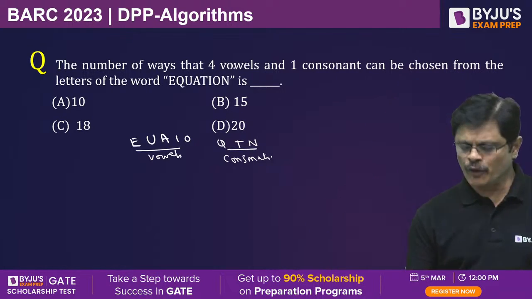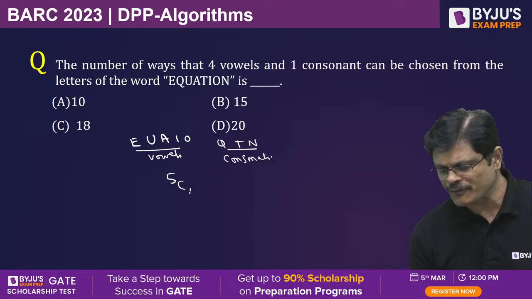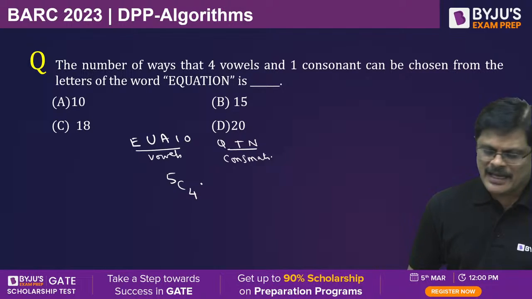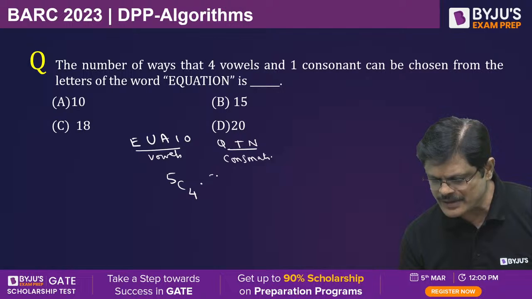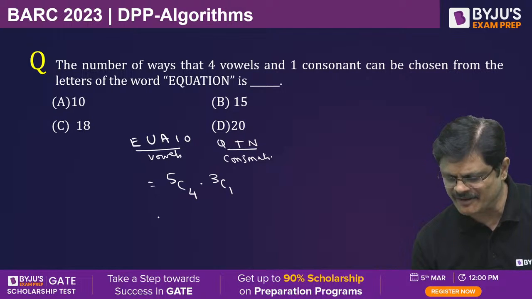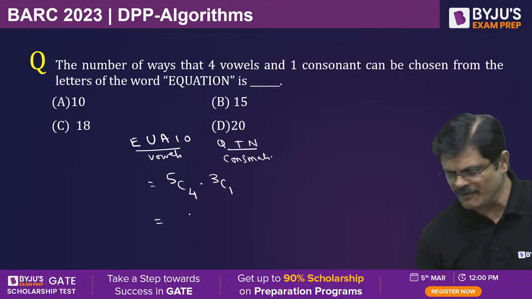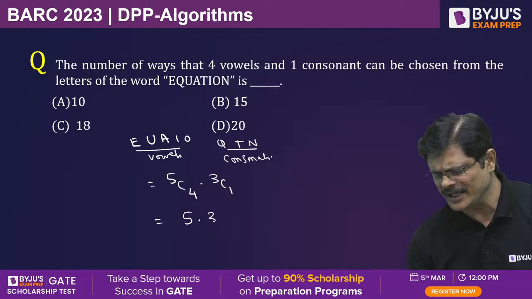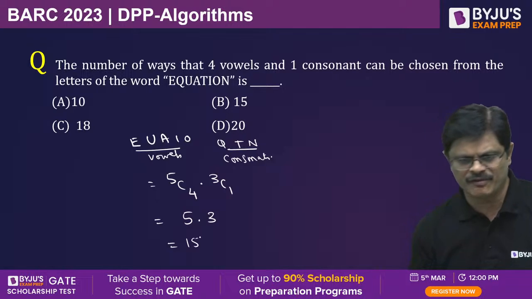We have to select 4 vowels. From 5 we have to select 4, that can be done in 5C4 ways. And from 3 consonants you have to select 1 consonant, that can be done in 3C1 ways. So the answer for this would be 5C4, that is 5, times 3C1, that is 3. So the answer is 15.